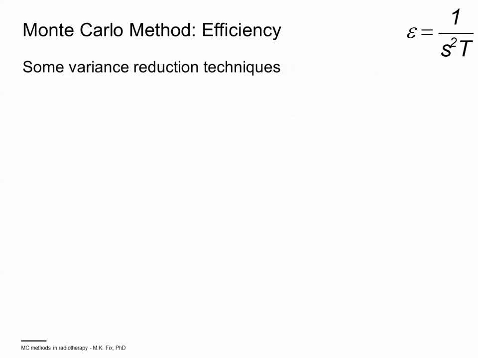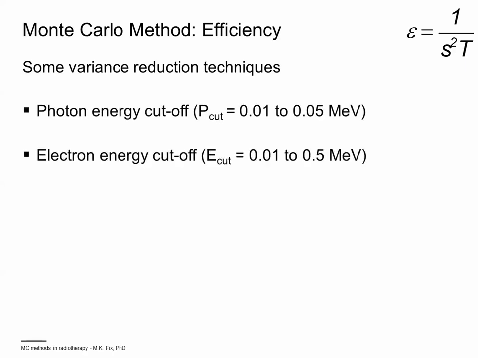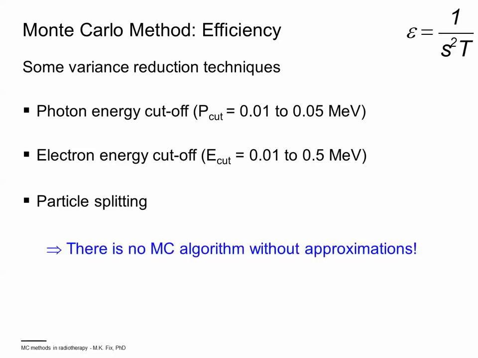Simple examples are the energy cutoff for particle transport. That means electrons or photons with an energy below this energy cut are discarded. Another example is the already mentioned particle splitting, where not just one secondary particle is generated, but many of them. This also means that no Monte Carlo algorithm is without approximation, since all codes are using cutoffs for the particle transport.